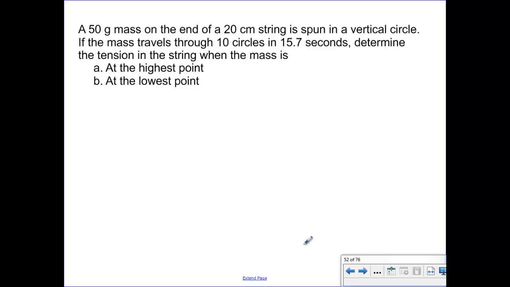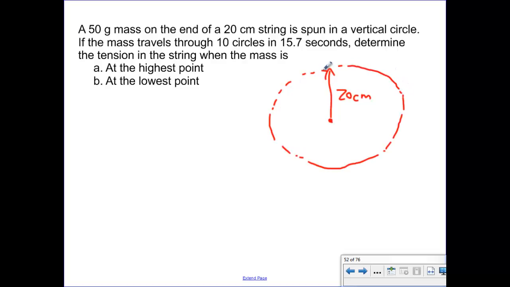Cool. All right, let's try another one. There's a 50-gram mass on the end of a 20-centimeter string, and you spin it in a vertical circle. Let me draw a quick picture here. Here's the center of the circle. This is 20 centimeters, and you're going to spin this around in a circle like this. I tell you that we measure the circle: we did 10 exact circles in 15.7 seconds.